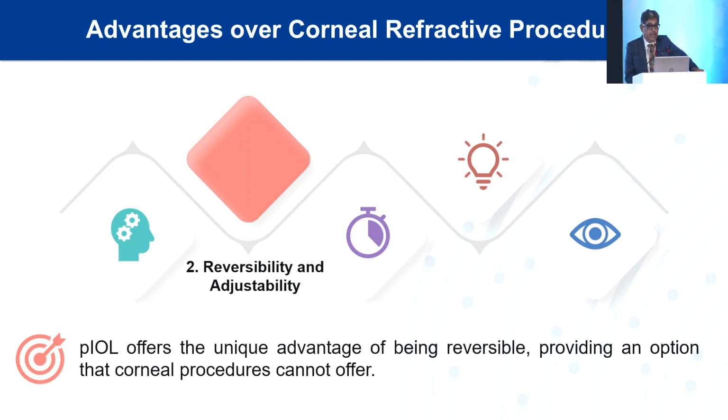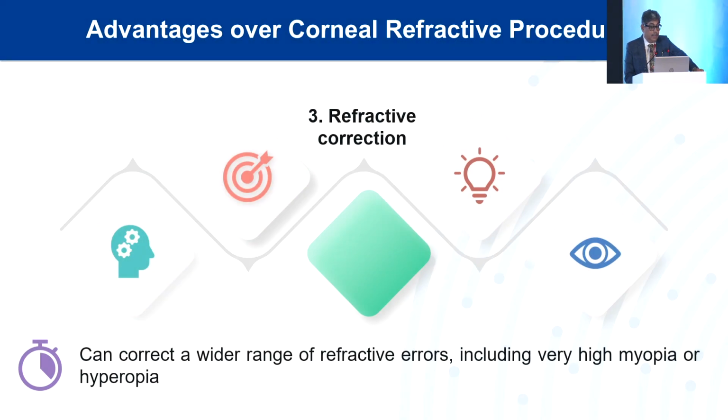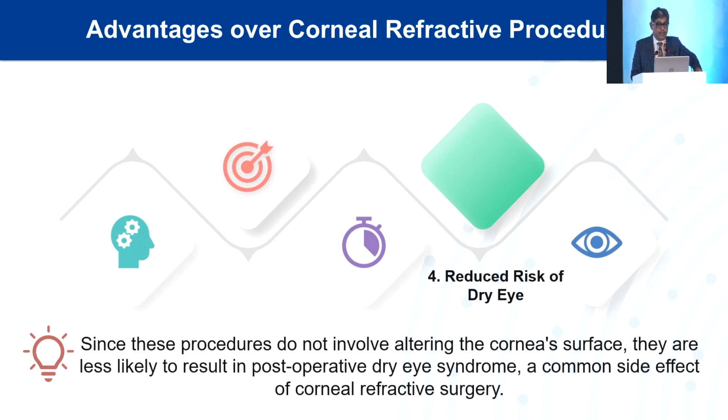It offers the unique advantage of being reversible. Anything which happens in due course of time, you can easily explant this lens and perform the rest of the surgery, whether it is cataract, ICL exchange, or anything. It can correct a wider range of refractive error, with the Indian lens you can correct up to -30 diopters, including very high myopia or hyperopia, and astigmatism up to 6 diopters.